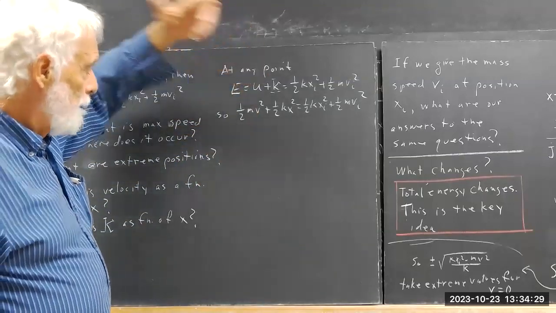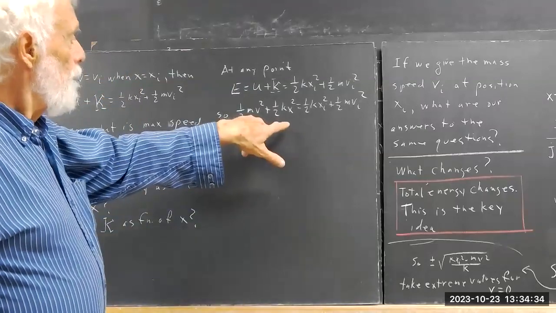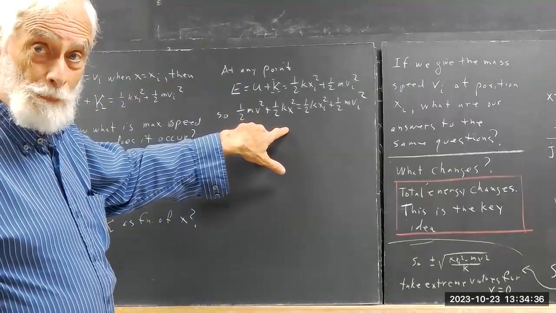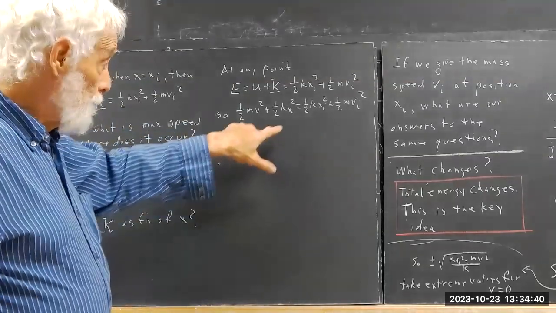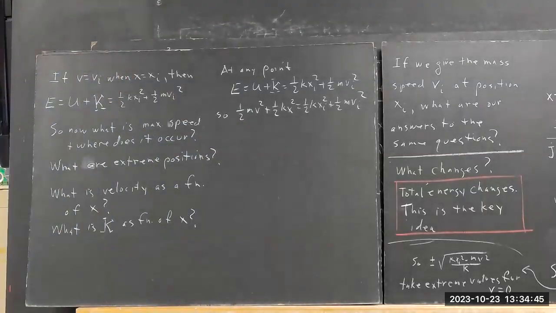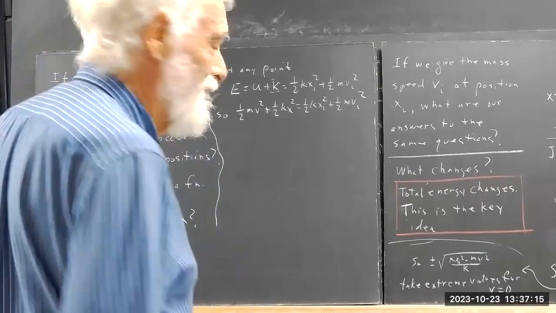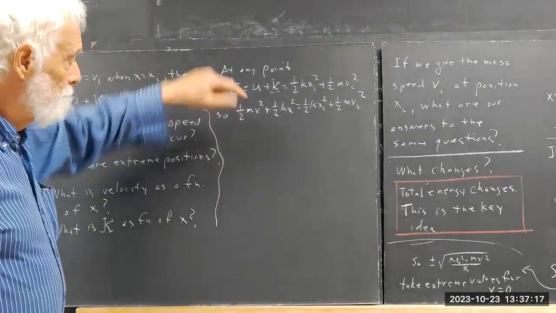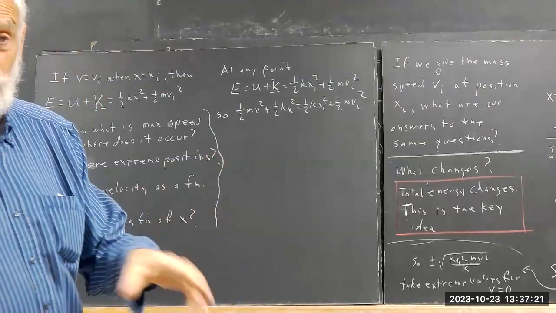Anyhow, again, trying to figure what the maximum speed is and where does it occur. Things on this side of the equation can change. Things on this side of the equation aren't going to change. So when these things change, what change gives you the maximum speed? It always amazes me how long that takes. It's very simple once you know what to look at.